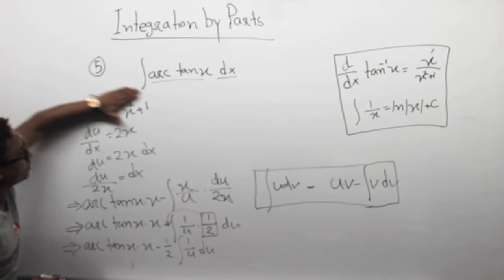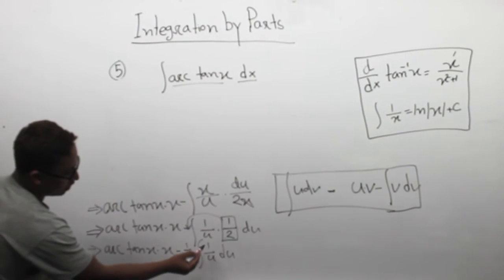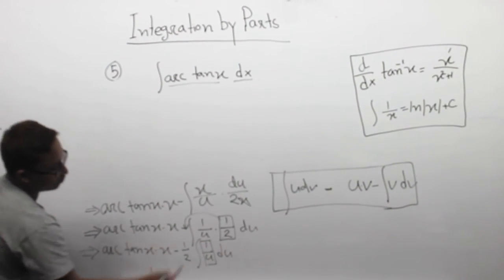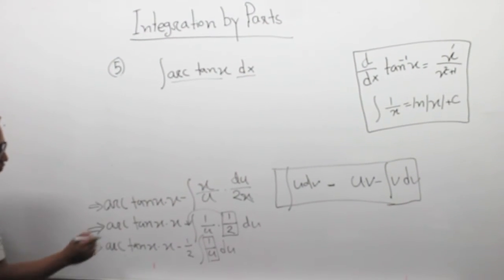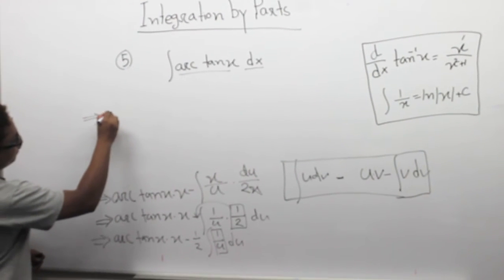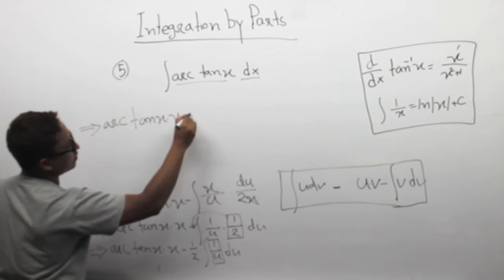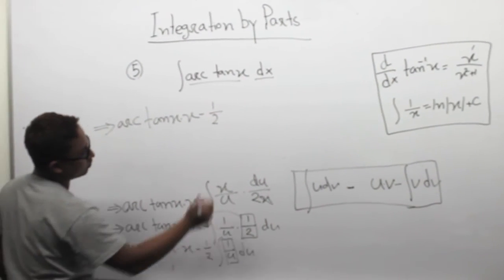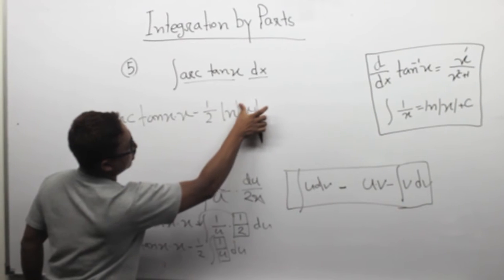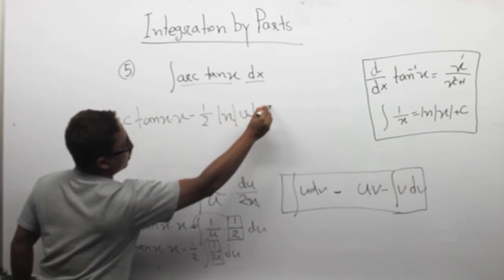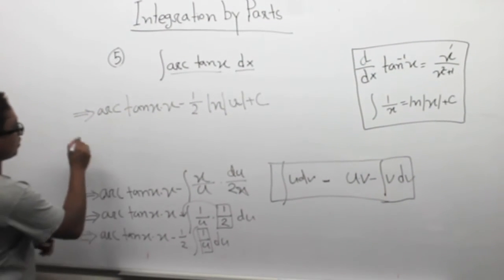Okay, so I'm going to be erasing this part. Now I have to integrate this part again, integration of 1 over u. As you can see, integration of 1 over x is ln x plus c. So integration of 1 over u will be, here it will be arc tangent x minus half, integration of 1 over u is ln, the natural logarithm of u, plus c. After that we have to put back u as whatever we took before.